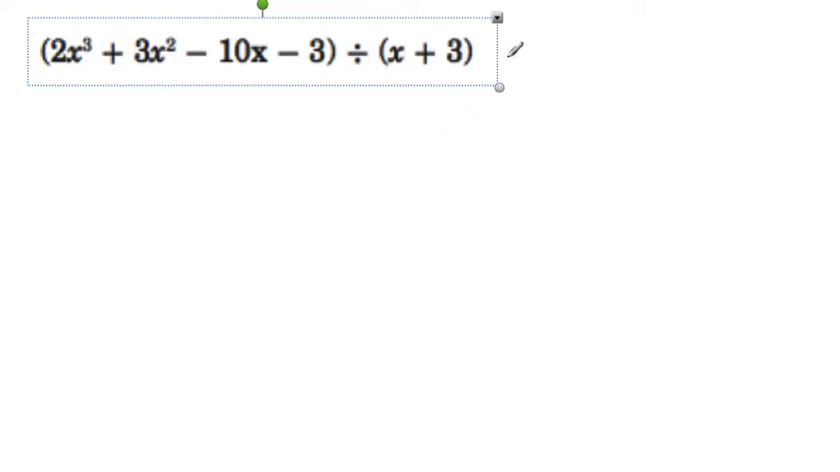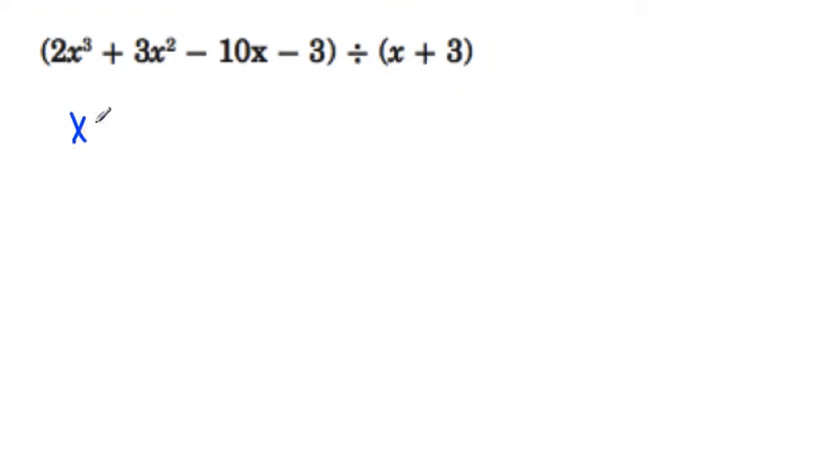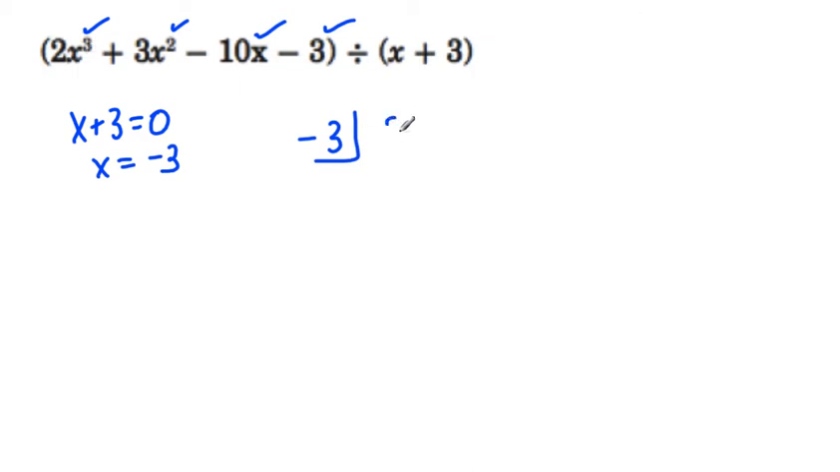Okay, so again, the first thing, you take x plus 3 and set it equal to 0. Solve for x. Put that number in a backwards L. And then pull out your coefficients. So make sure you have 3, 2, 1, nothing. Pull out your coefficients. 2, 3, negative 10, negative 3. Take the signs with you.